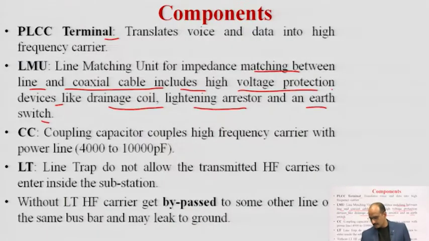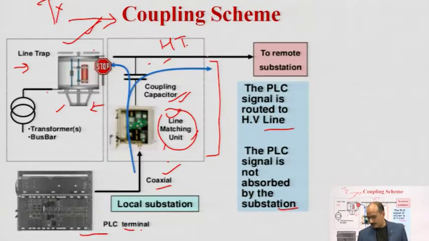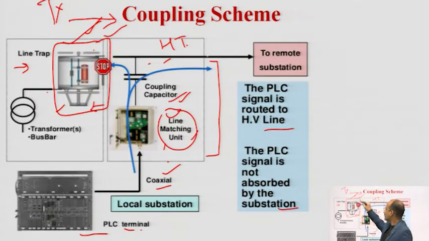Now, the third one is the coupling capacitor. Basically, the coupling capacitor couples the high frequency carrier with the power line, and the typical value of this coupling capacitor is around 4000 to 10000 picofarad. Then the line trap. Basically, the line trap does not allow the transmitted high frequency carrier to enter inside the substation, as you can see in this previous diagram. Here, this is the line trap and it is stopping this particular high frequency signal from entering the substation side.